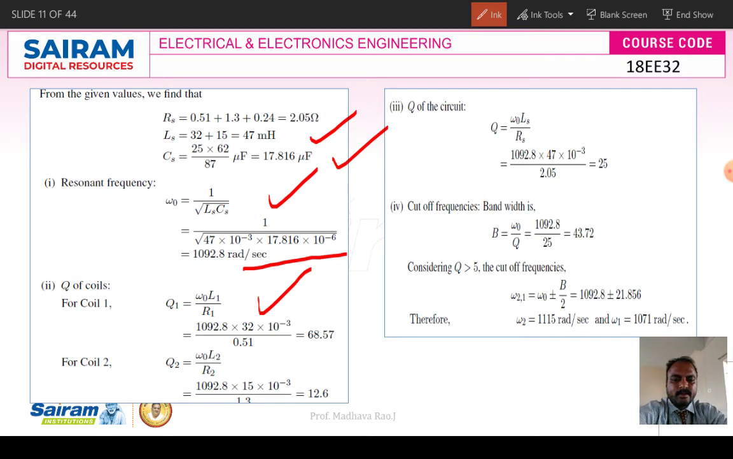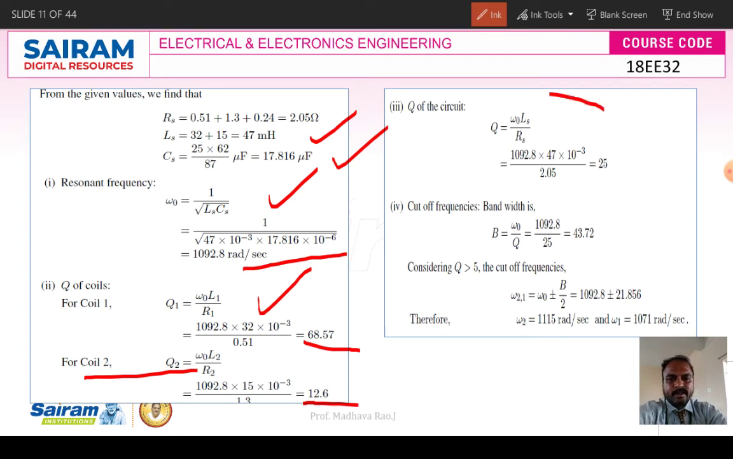Next one, Q of the coils. For the first coil, the quality factor Q1 is equal to omega naught L1 by R1. Second coil, Q2 is omega naught L2 by R2. So omega naught L1 by R1 is the resonance frequency into L1, 32 into 10 power minus 3, divided by 0.51. So Q1 is 68.57. Next, omega naught L2 by R2 for the second coil's quality factor Q2. If you substitute the values, you get 12.6.